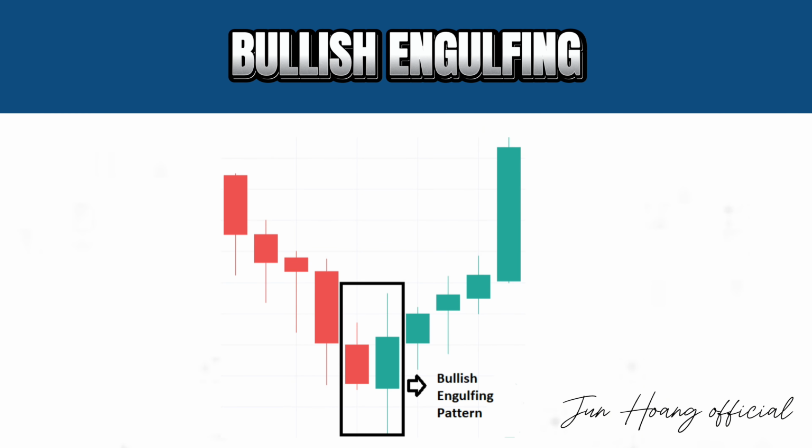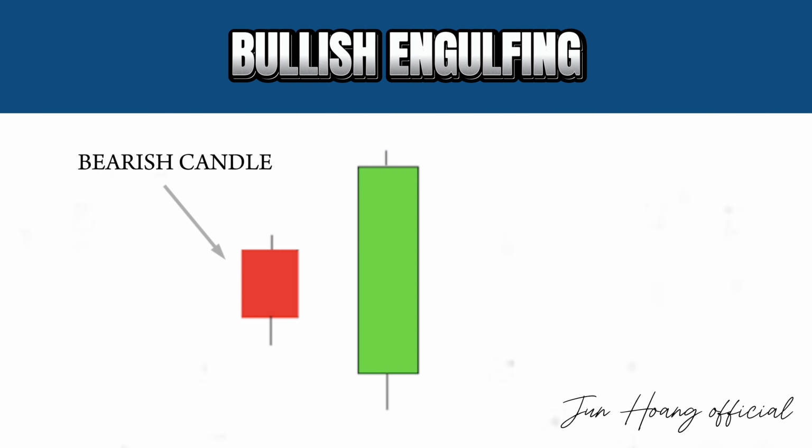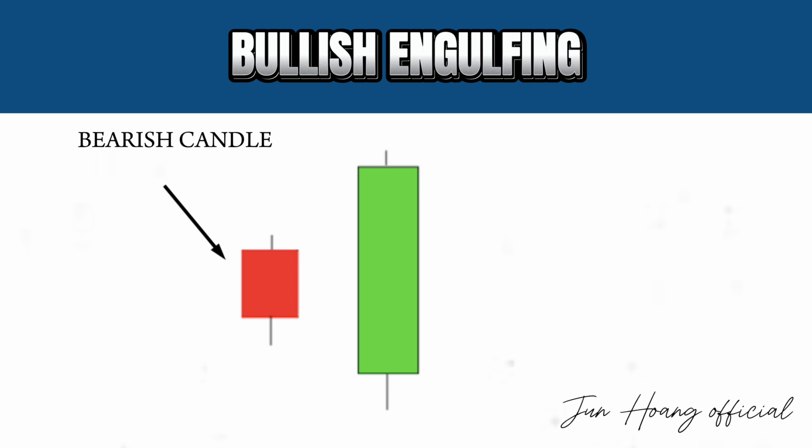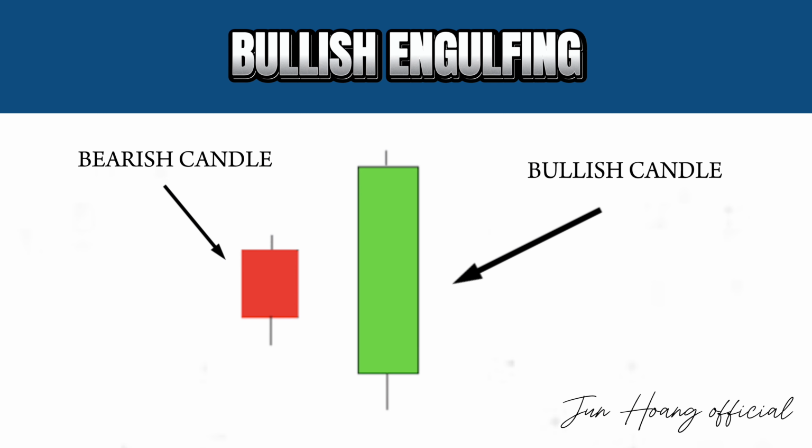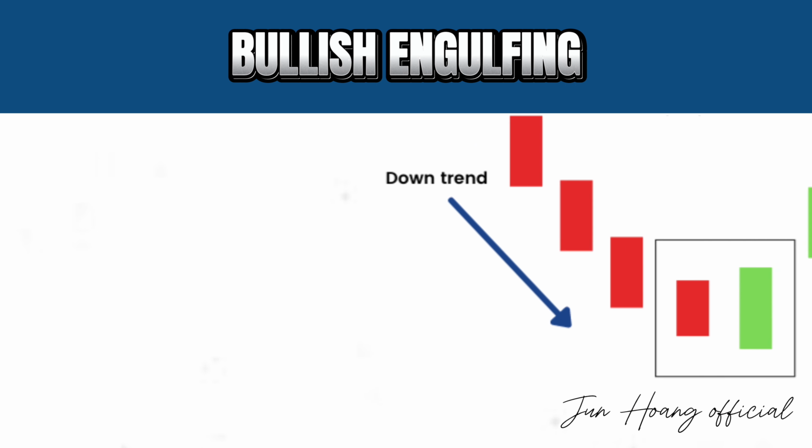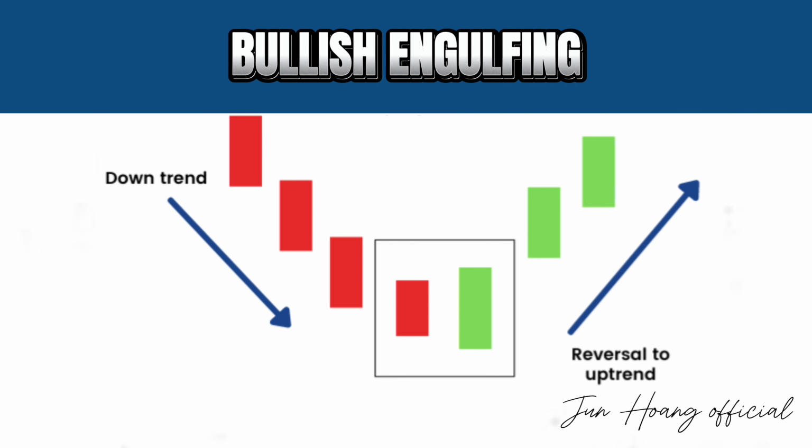Bullish engulfing pattern occurs during a downtrend. The first candle is a bearish candle, followed by a larger bullish candle whose body completely engulfs the body of the first candle. It suggests a possible reversal of the downtrend and the beginning of a new uptrend.